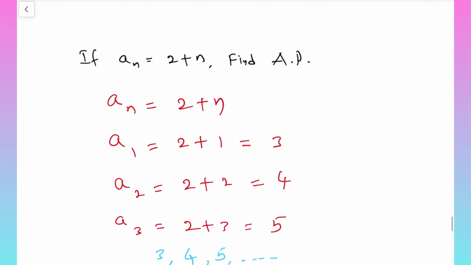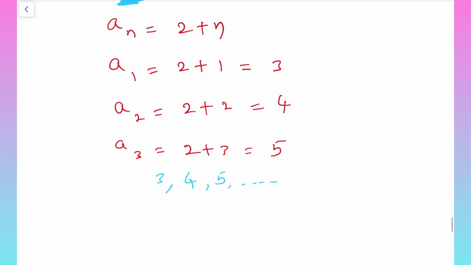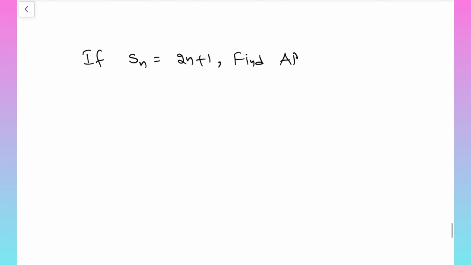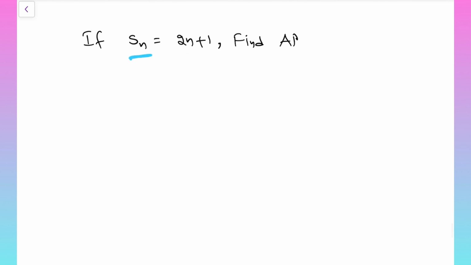Next, if Sn is equal to 2n plus 1, then find the arithmetic progression. You need to be very careful between these two questions. Here an is given, that is the nth term. Here Sn is given, that is the sum of the n terms. So just be careful with these two types of questions. Now let us check this Sn once. The sum of the n terms is given here. Sn is equal to 2n plus 1.